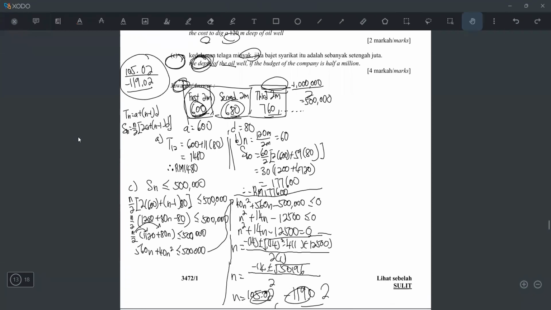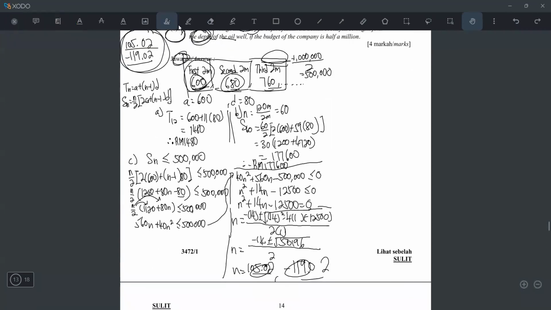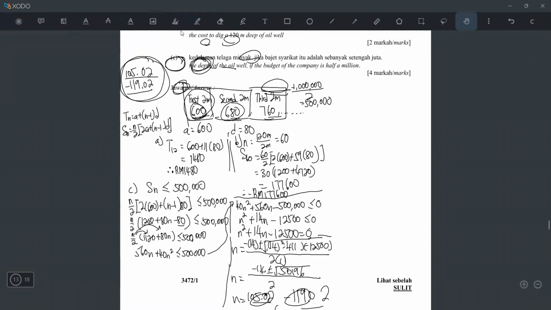Okay, then maybe a student will ask this: hey, if I already know the answer, then why do I have to do all this? Yeah, because this one has a mark. You have to show the formula. If it's an ugly answer, you cannot use the bracket method. So you have to write all this. Your working must have this formula. Okay, after I get the n, now I know my n is 105.02, not the negative one, because n cannot be negative. So finally I know my n equals 105.02.